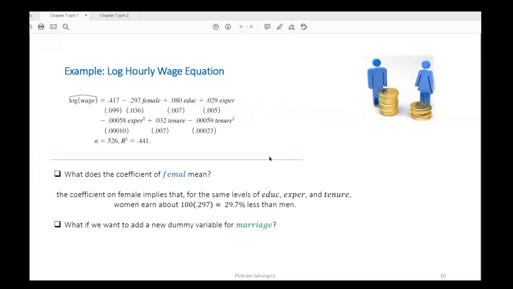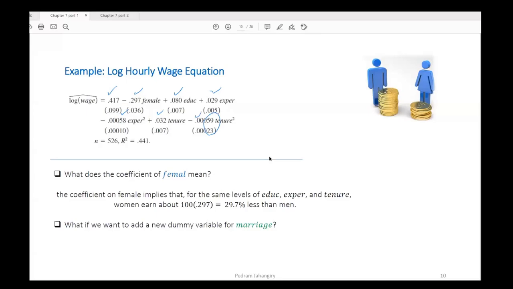If this is the model, then let's see how we can interpret the numbers. Quickly take a look. Significant, significant, significant, significant, significant, significant. This one is barely significant, it's 2 point something, but it's still significant. So all of the coefficients are significant. R squared is 44%, which is not that bad.